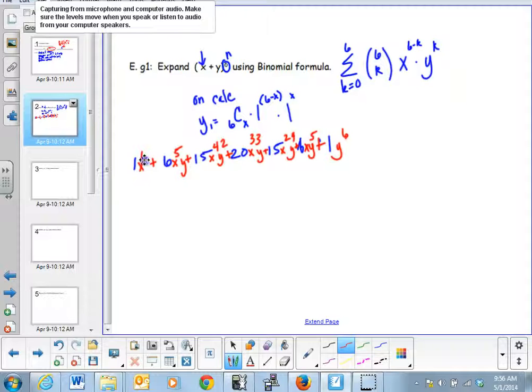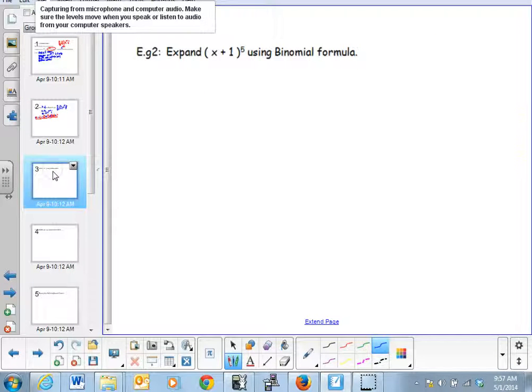So notice every time I took away an x, I added a y in there. And that's how these are going to work, binomial expansion. There you go. Good time. All right, glad we didn't have to FOIL that out by ourselves. That would have been really gross. All right, let's try the next question.